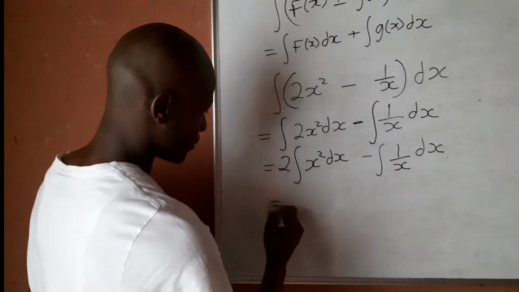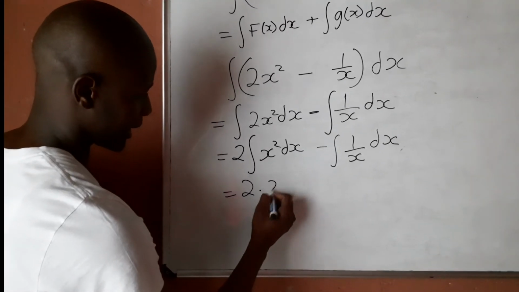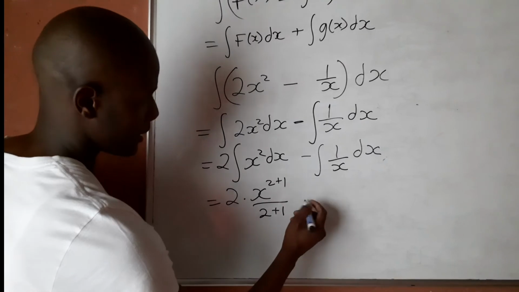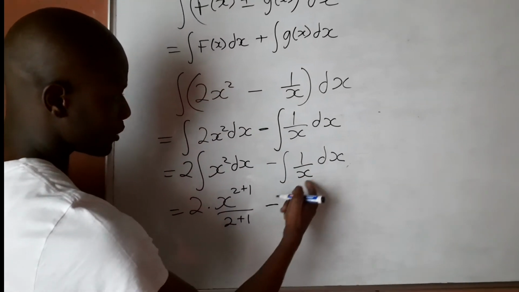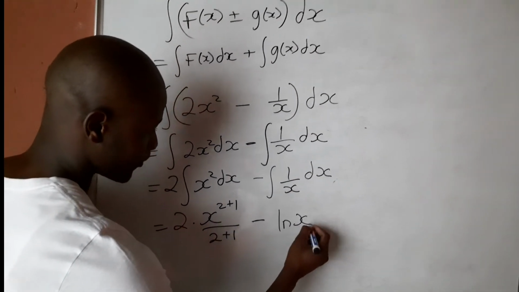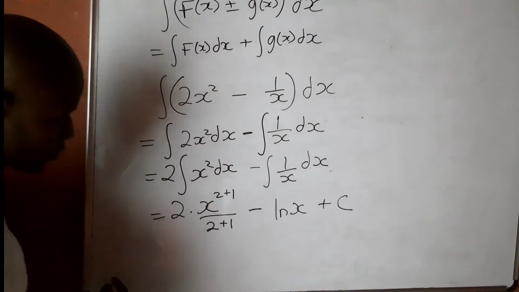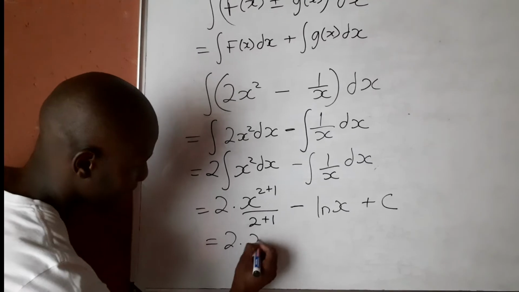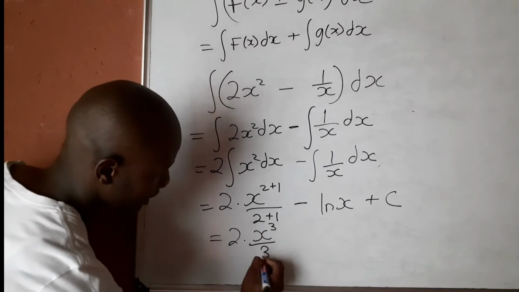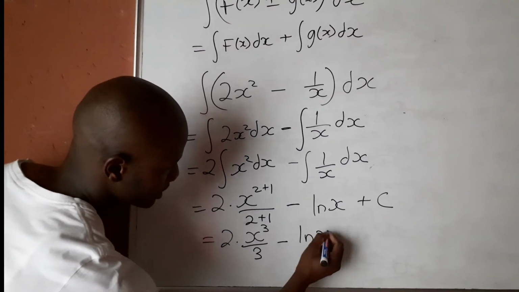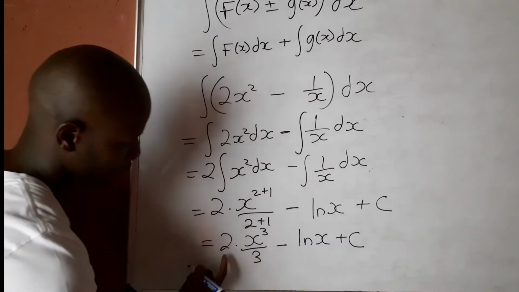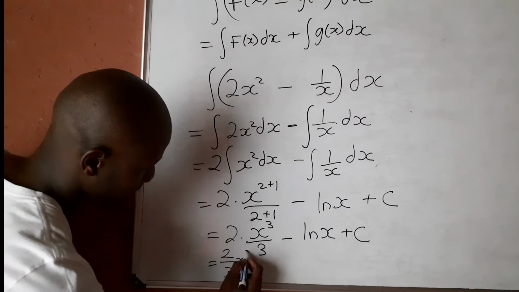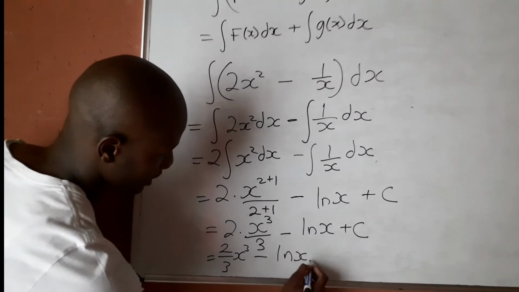So it's going to be 2 multiplied by x to the power 2 plus 1 over 2 plus 1 minus, when we integrate 1 over x is ln x plus c. So our final answer is going to be 2 multiplied by x to the power 3 over 3 minus ln x plus c. Therefore, 2 divided by 3 is going to be 2 over 3 x to the power 3 minus ln x plus c.